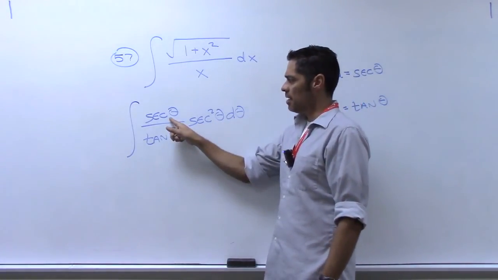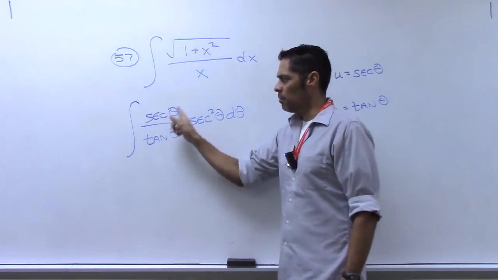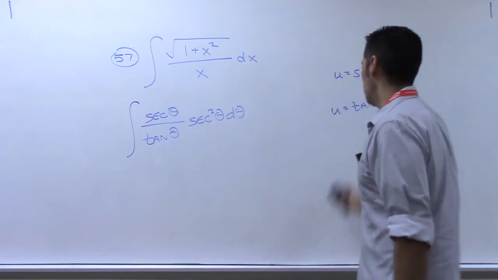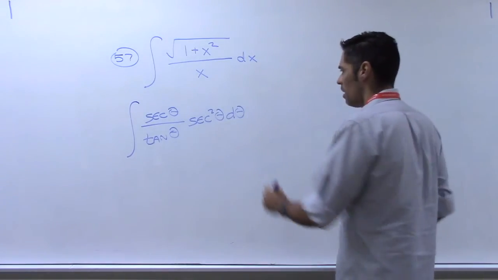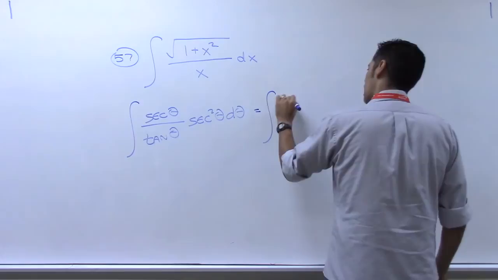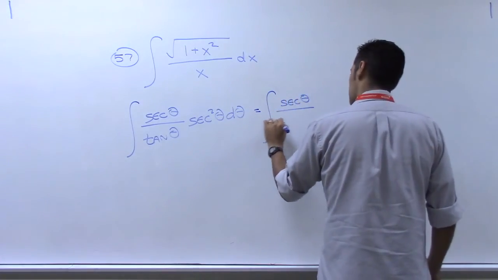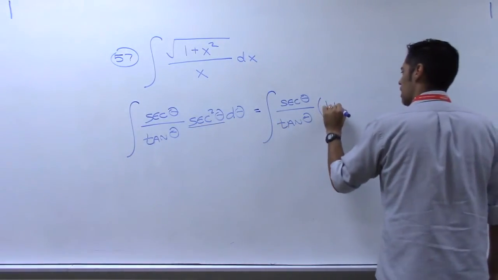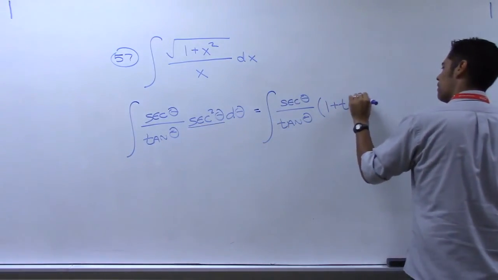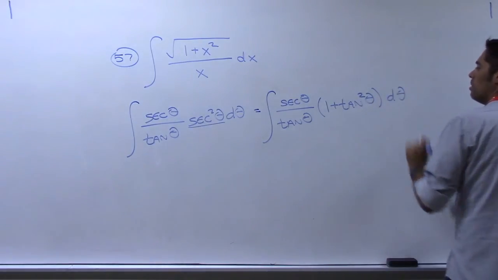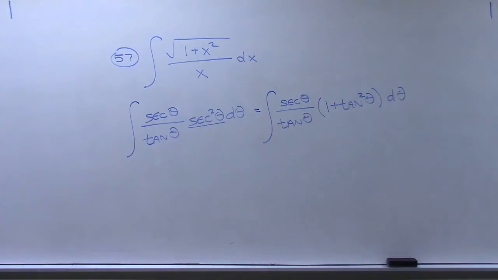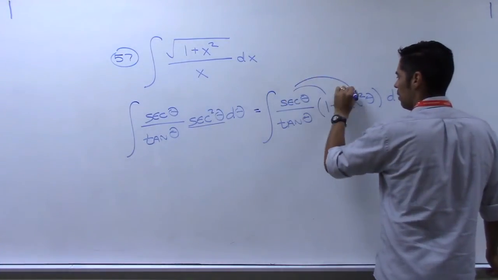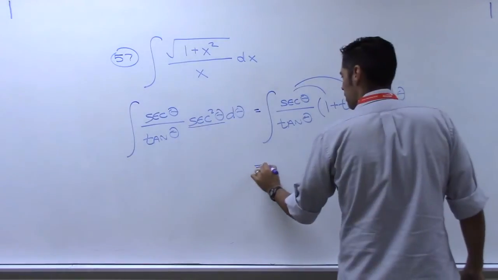However, you have this secant theta. It's not squared, so you can't get rid of that. You can't write it in terms of u or in terms of tangent. So the way that they do it is they rewrite this as secant theta over tangent theta, and then they rewrite secant squared theta using the Pythagorean identity, like this, which is a totally legal move. And then at this point, they just distribute this through. So let's see what happens.